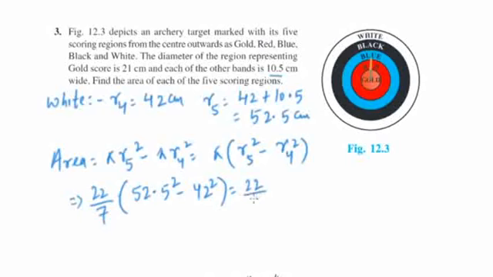And on solving this, we will get the value as 22 by 7 multiplied by 992.25, which is the same as 3118.5 square centimeter. So that is the area of the white region.